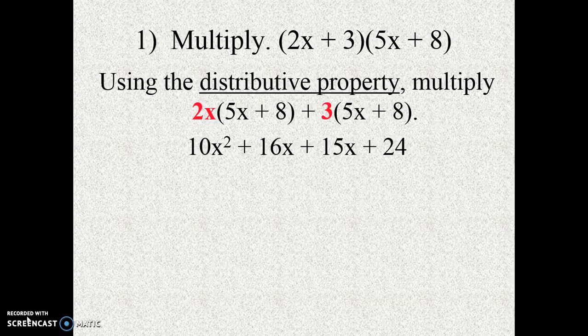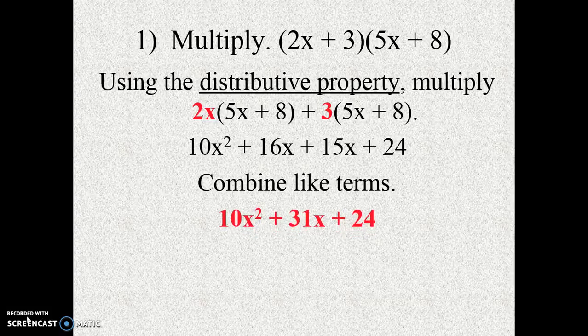Alright, so then combine the like terms, which are 16x and 15x. Why are they like terms? They have the same variable and same exponent. That gives you 10x squared plus 31x plus 24.